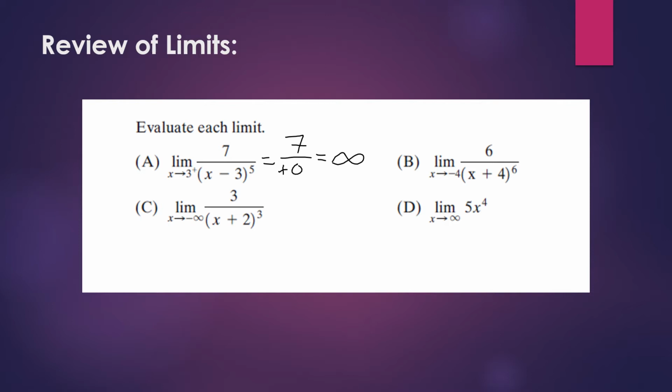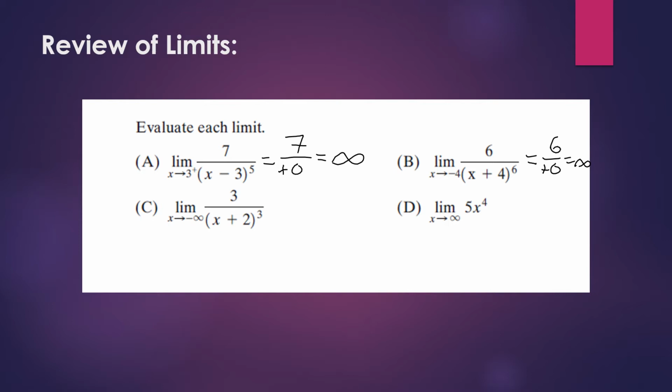For b, the limit as x approaches -4 of 6 over (x plus 4) to the sixth. So this will behave like our 1 over x squared function. Now remember, an even power in the denominator makes it so that everything on the inside is going to be even. Even if we were plugging numbers for x and getting negatives, once we raise it to the sixth power, it's going to be positive. So this is going to be 6 over positive 0, which is infinity.